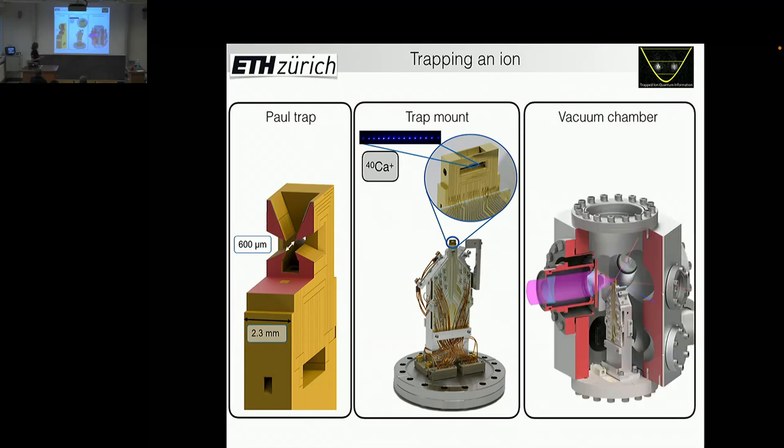Then I put this whole thing into a vacuum chamber because I don't want those guys to be disturbed. Otherwise, I would be trapping dust or other things. I put a big objective next to it so that I can look at them, and then I have some other glass, which we call a viewport. It's a piece of glass that protects the vacuum from the outside, but I can still look into it. Then I can shoot lasers at it, and most of the operations we do are done using lasers. This is the setup I built, for example.